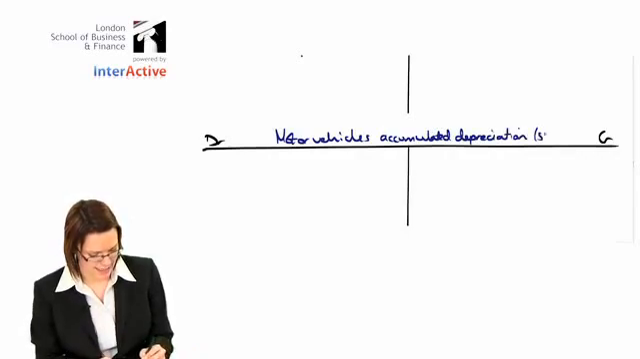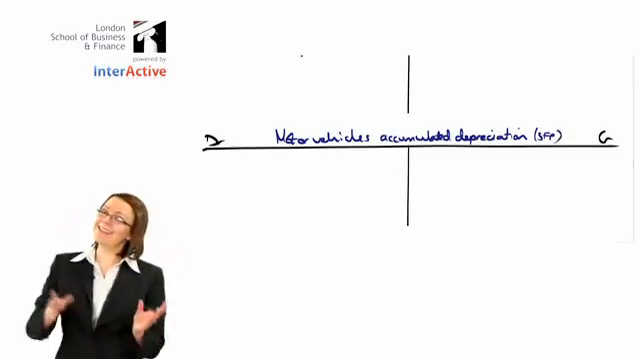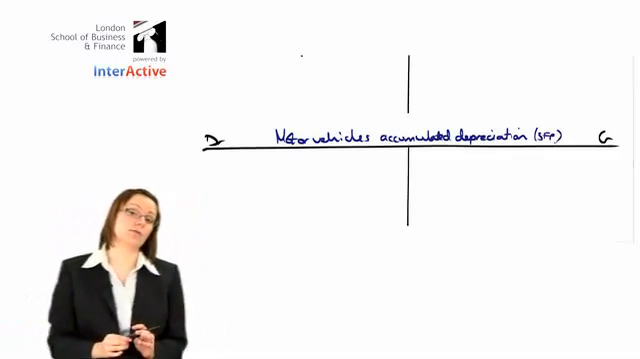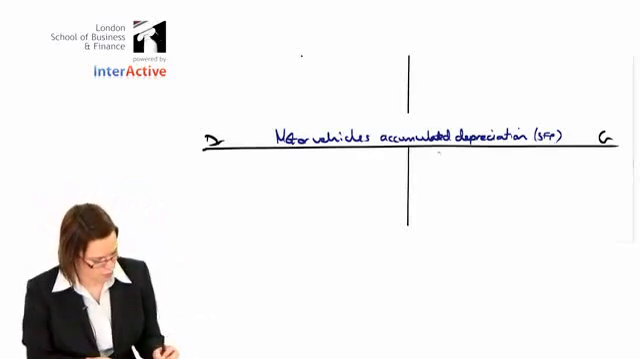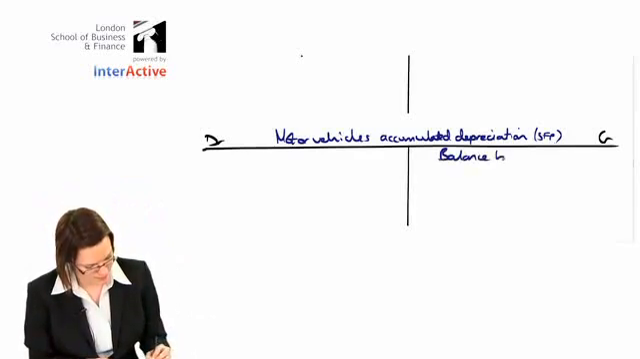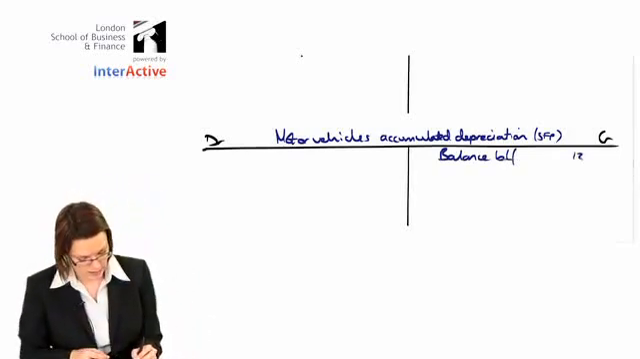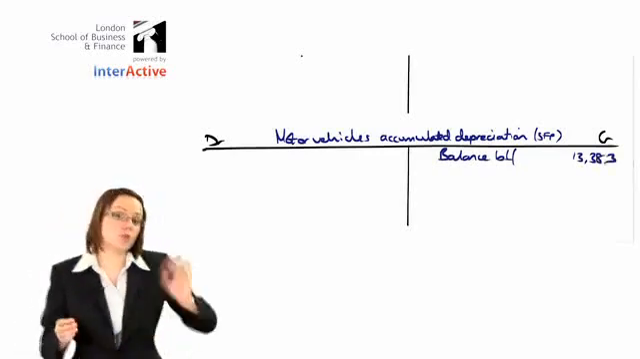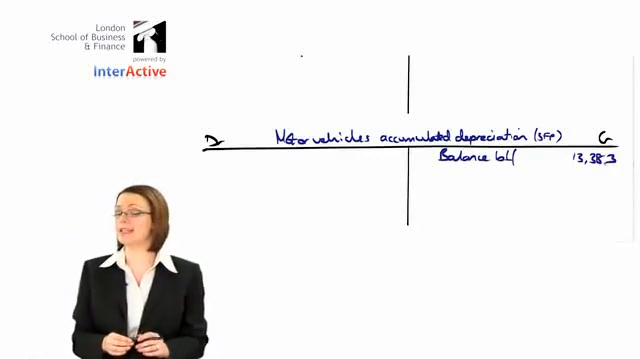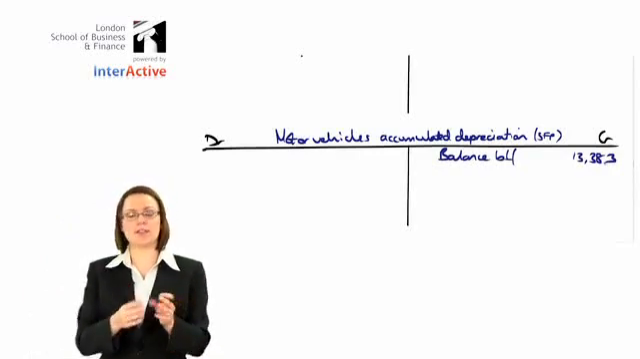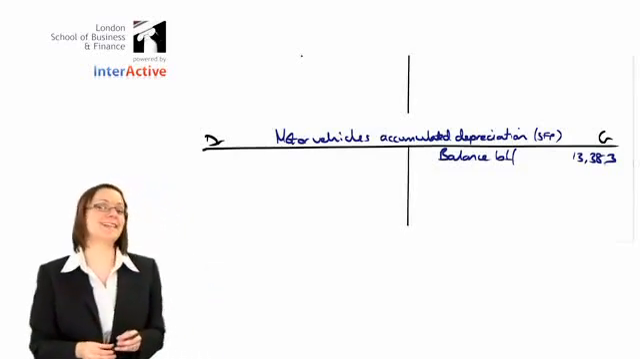Remembering also that is an SFP account. And again, that's the opposite to the motor vehicles cost account. So it reduces the asset value. It's going to be a credit balance brought forward. And that credit balance brought forward, we said, was 13,383. That was all the depreciation that had accumulated on that asset up until the date of disposal. That's our opening position.